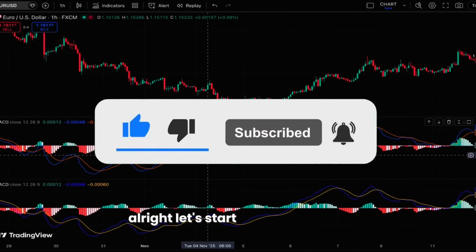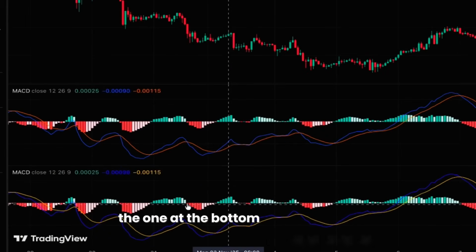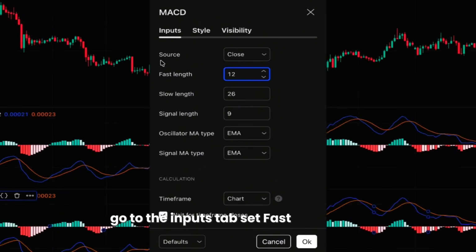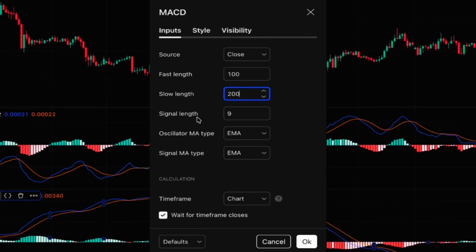Alright, let's start with the first MACD, the one at the bottom. Open its settings. Go to the Inputs tab. Set Fast Length to 100. Set Slow Length to 200. Set Signal Length to 50.